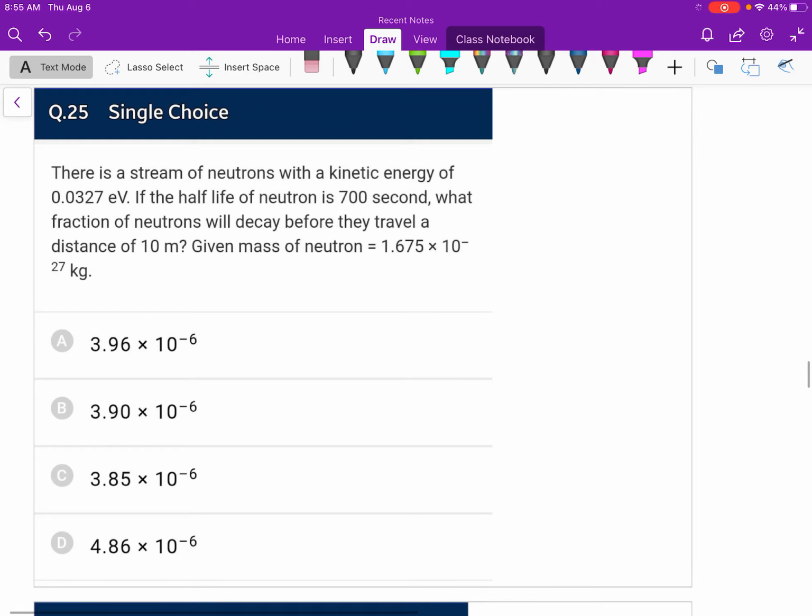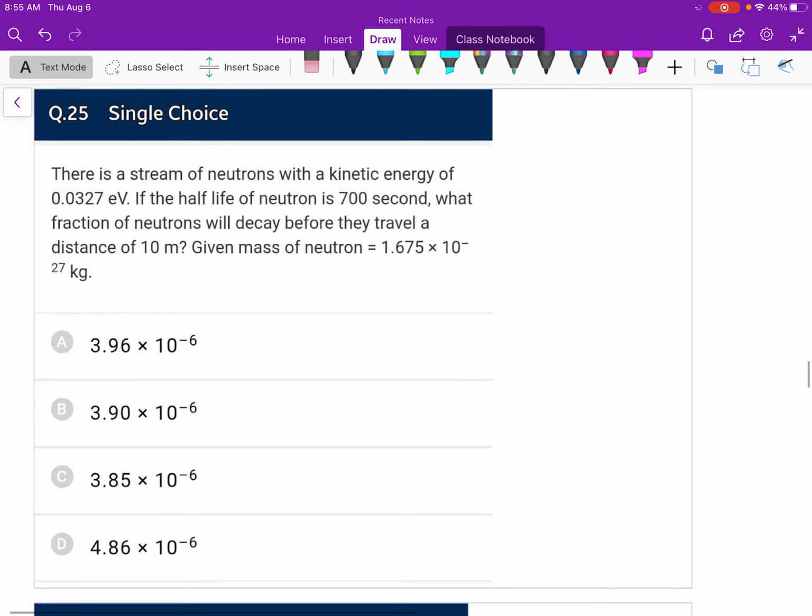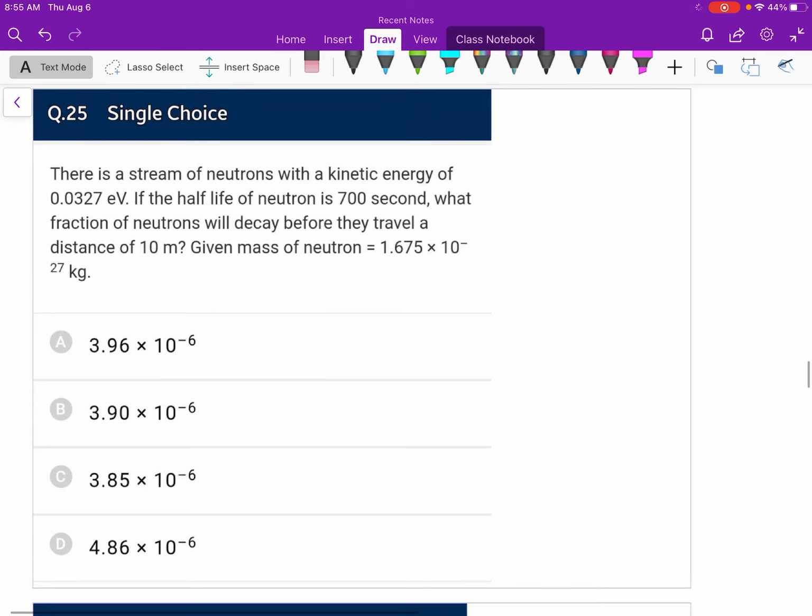There is a stream of neutrons with a kinetic energy of this. If the half-life of this, what fraction of neutrons will decay before they travel a distance of this? So first we need to find out the time taken to travel 10 meters.